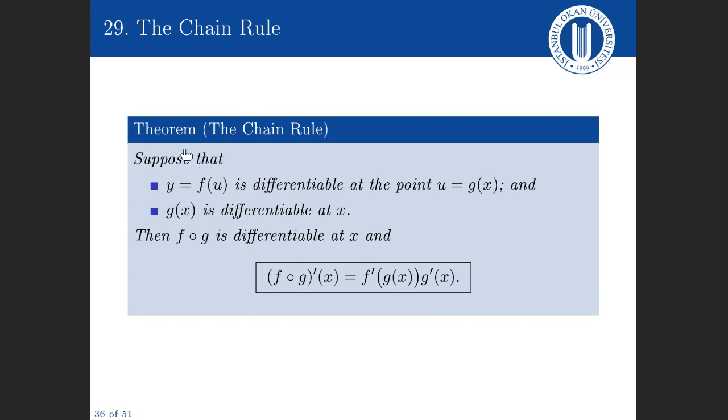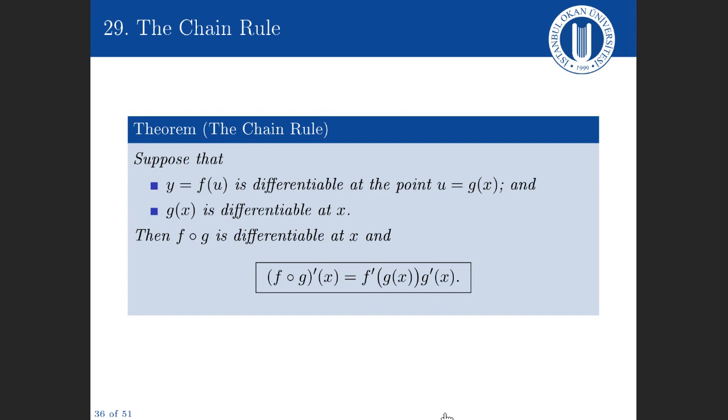First of all, the conditions, or hypotheses. Suppose that f is differentiable at the point u equal to g of x, and let's suppose that g of x is differentiable at x. Then f composed with g is differentiable at x, and we have a formula. The derivative of f composed with g is f prime of g of x multiplied by g prime of x.